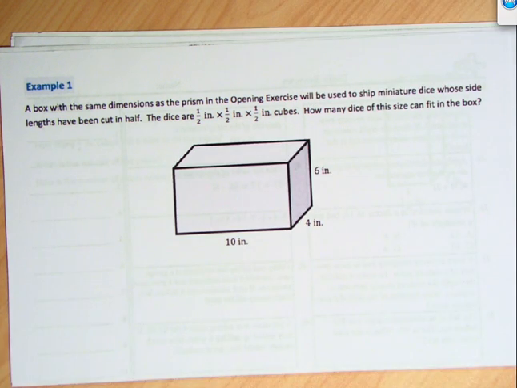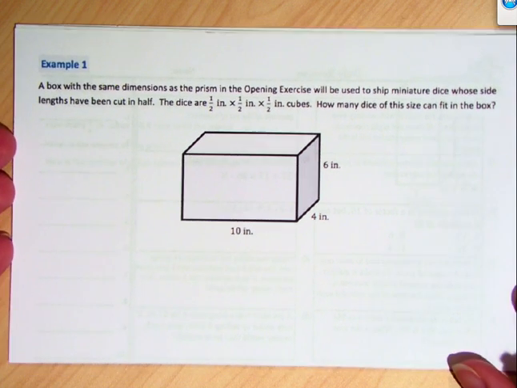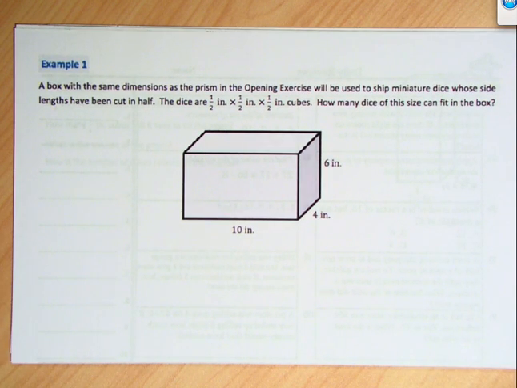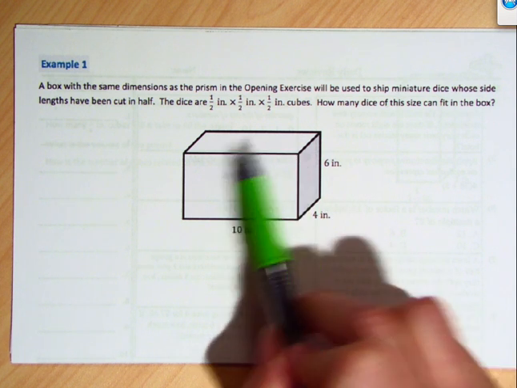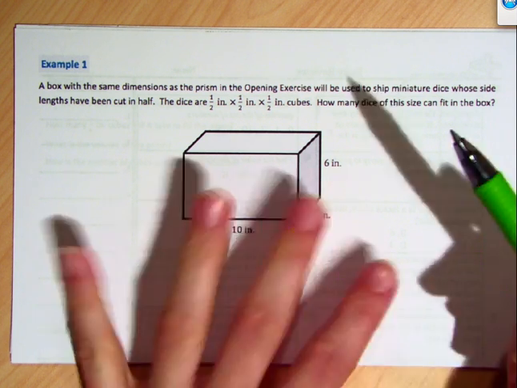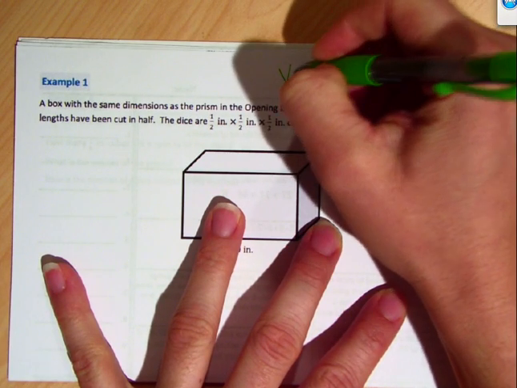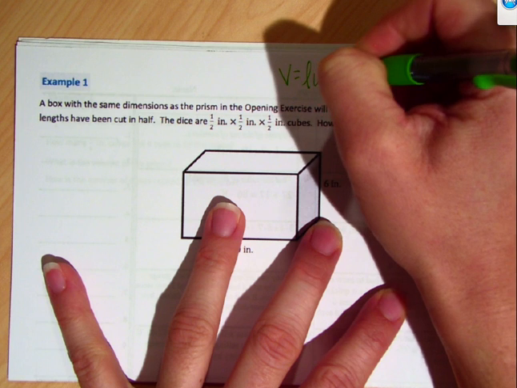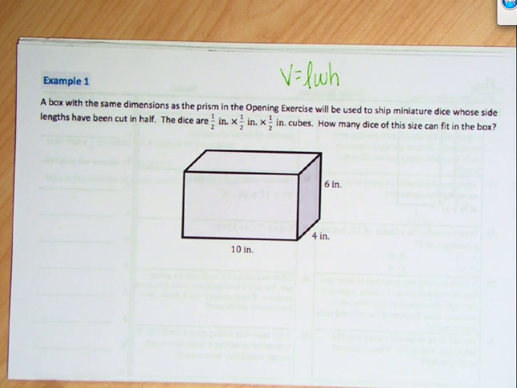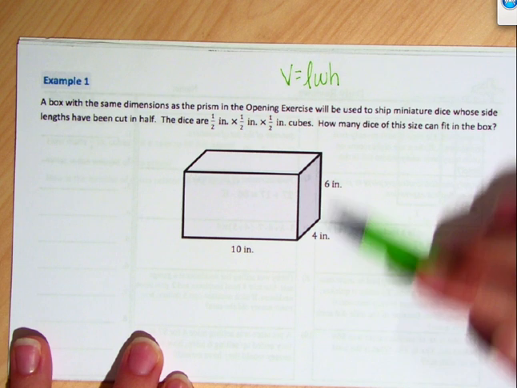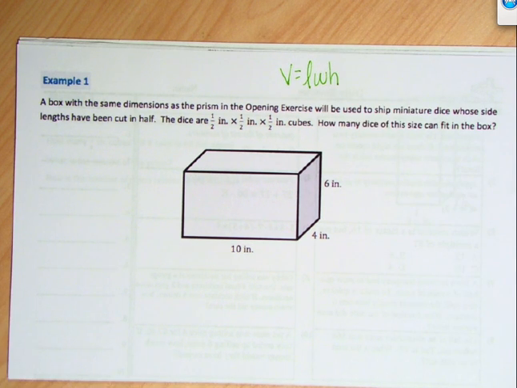Well, here's the box that they're going to be shipped in. And we want to know how many dice are going to fit in there. The dice have these dimensions. Well, let's take a look. In 5th grade, you were able to find the volume of this box. And we know, I'm going to put up here at the top, that the formula for volume is length times width times height. So we could take 10 times 4 times 6 and find the volume of this box. We don't want to find the volume of the box. We want to know how many dice are going to fit inside. So that's where we're going.